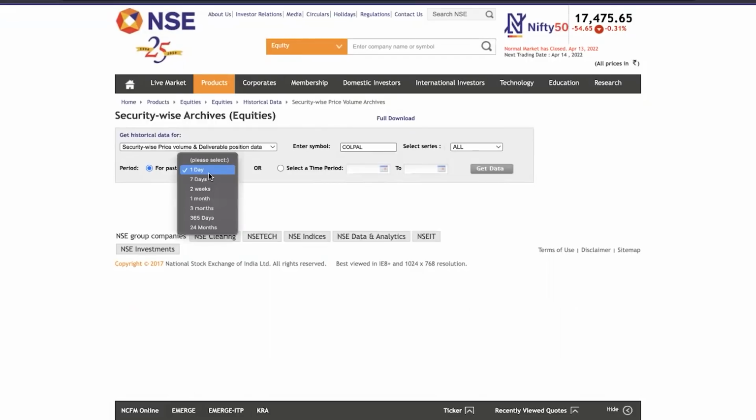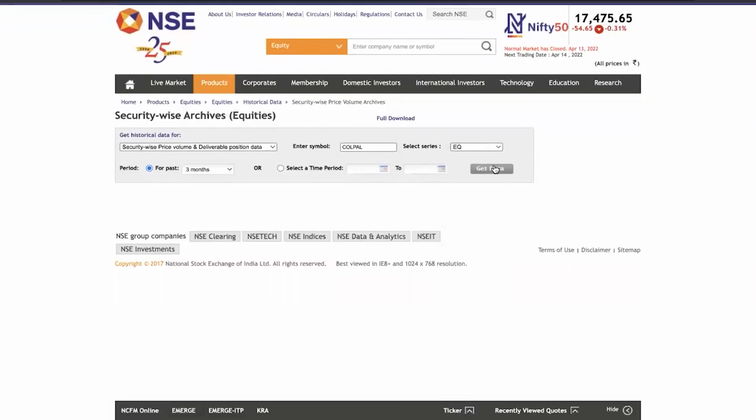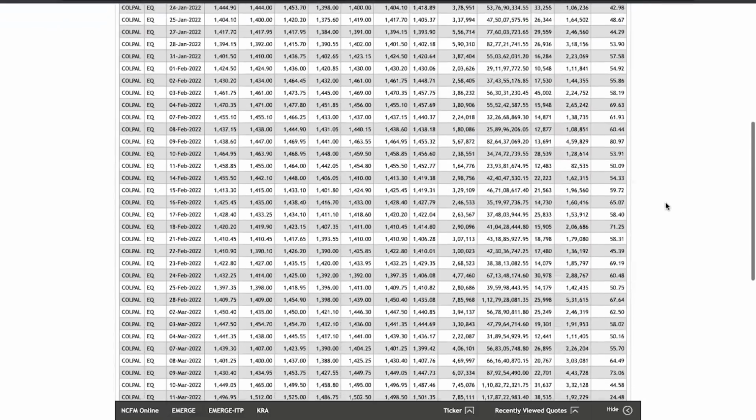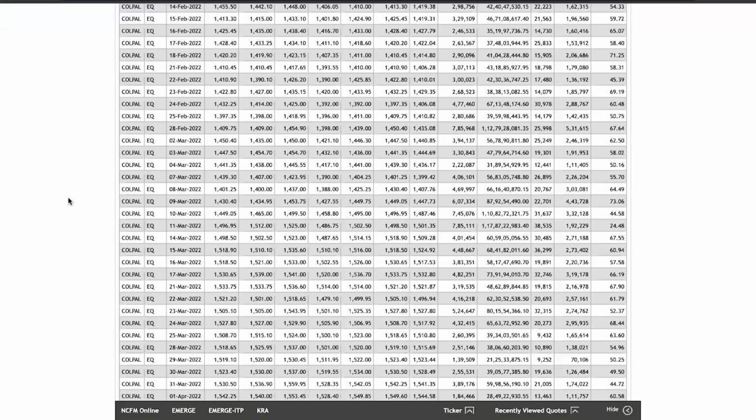Well, I want it for at least the last 3 months, series EQ. Okay. Now in equity, I want to check what exact activity happened. Well, that breakout candle was somewhere around 10th March. So I need to check what happened near that particular candle. Can you see here? This is the 10th March.